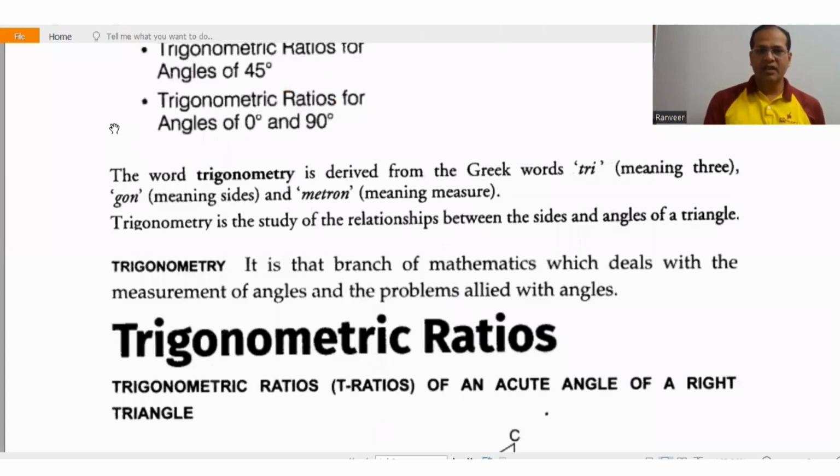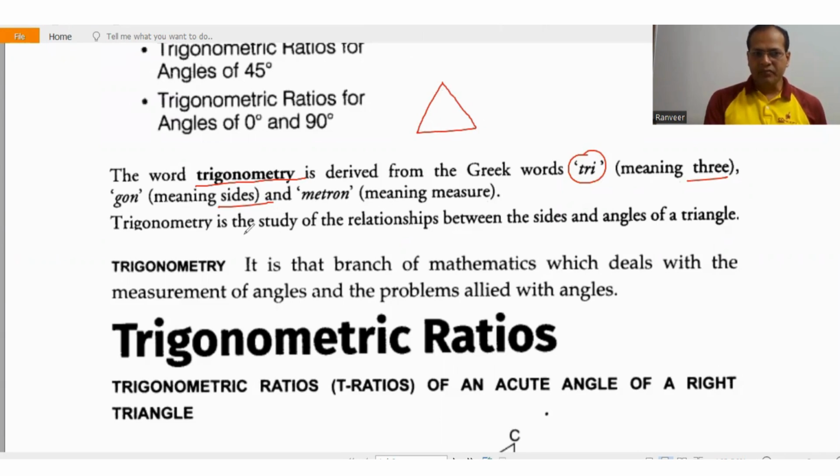First, what is the meaning of trigonometry? Trigonometry is one of the very old branches of mathematics. The word trigonometry: tri means 3 and gon means sides. That means we are reading all the details about the triangle. In simple words, we are reading all the details about triangles in trigonometry. Tri means 3 and gon means sides.